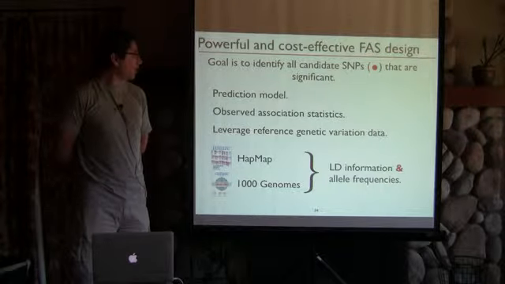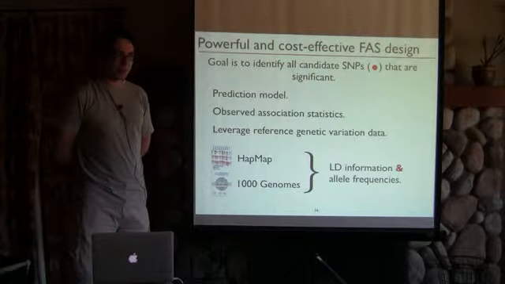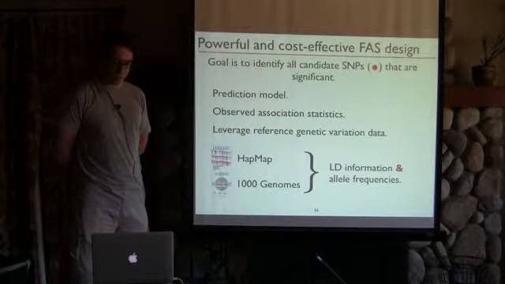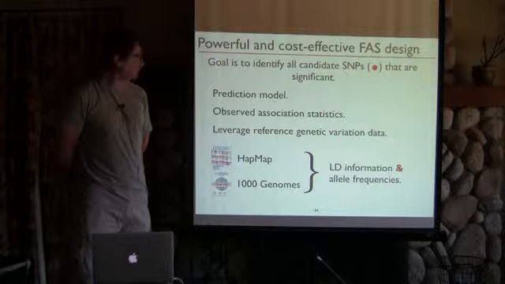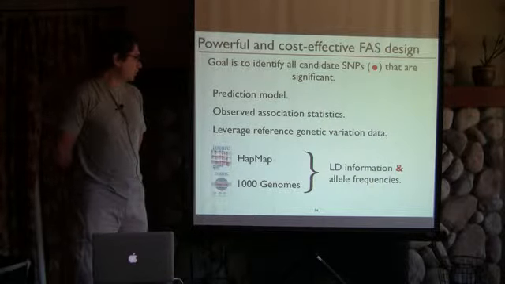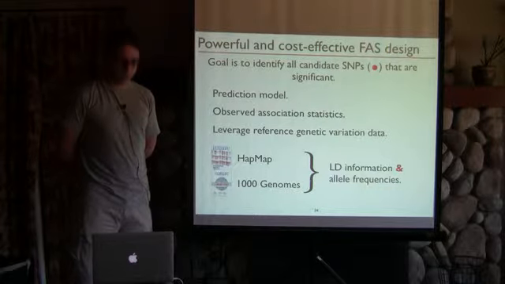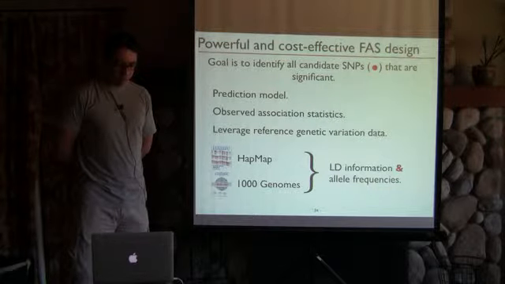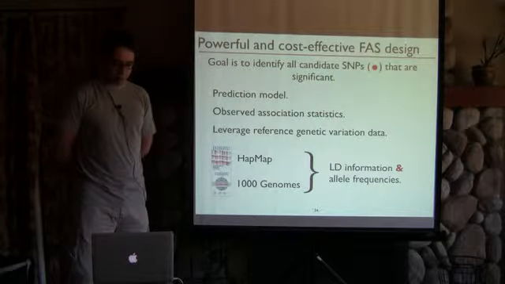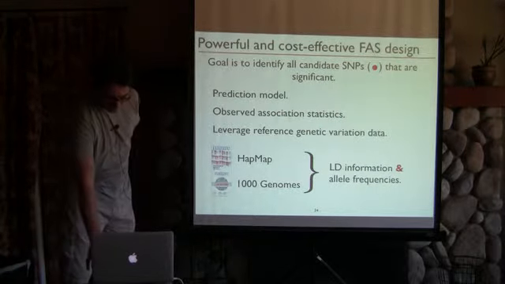So we introduce a method which is powerful and cost-effective in designing follow-up association studies, and the idea is to identify all of the significant candidate SNPs, the SNPs that we didn't collect in the original genome-wide association study that are significant in the disease. To do this, we introduce a prediction model which uses the observed association statistics of the SNPs that we genotyped, and we also use the reference information from the reference data, such as the correlation structure between the SNPs and the allele frequencies.